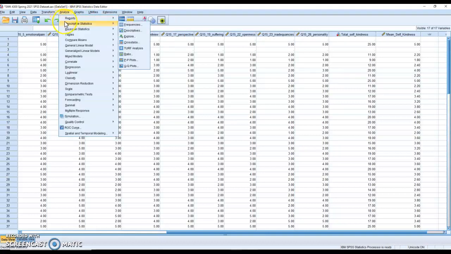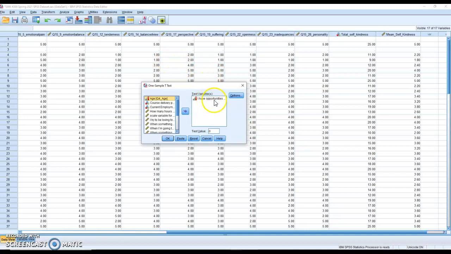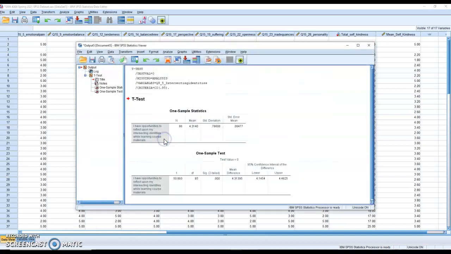we come up here to analyze. We hit compare means, because remember a t-test is a way to compare means. And then we come down here to one sample t-test, because we're only going to look at one variable, which is "I've had the opportunities to reflect upon my intersecting identities when learning course materials." So we just pull that over here into the box of variables that we want to analyze, and we click OK.